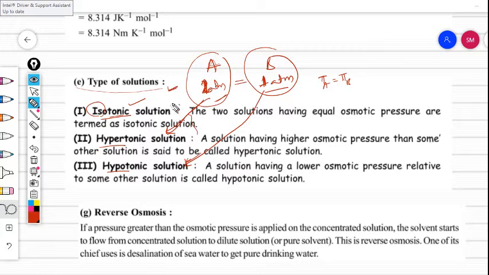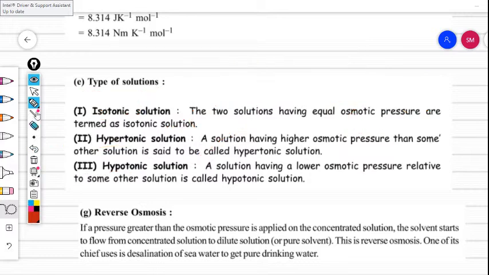In the examination, it may be given that a urea solution is isotonic with a sodium chloride solution, then find out the molecular weight, or find out the weight. Then you can easily apply this concept: phi A is equal to phi B. What is meant by phi? Phi equals n by V ST, or CST. So the CST value of A will be equal to the CST value of B. That is the application of the term isotonic.